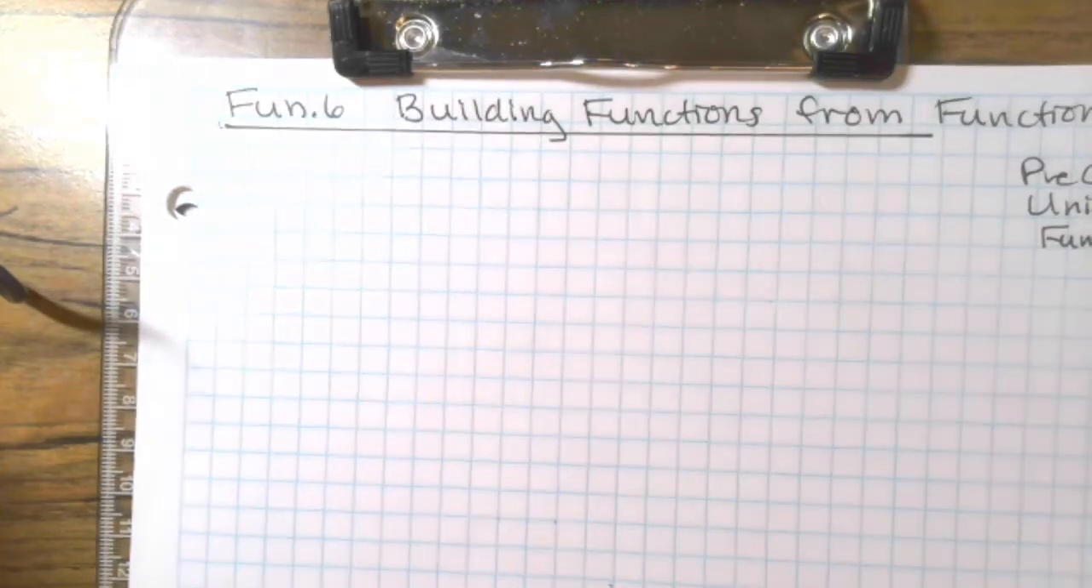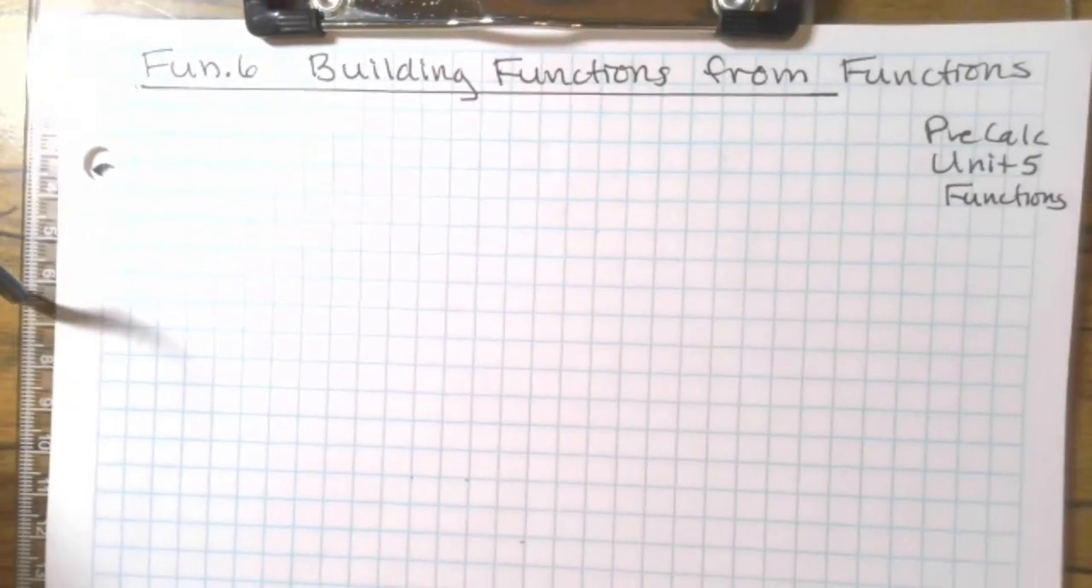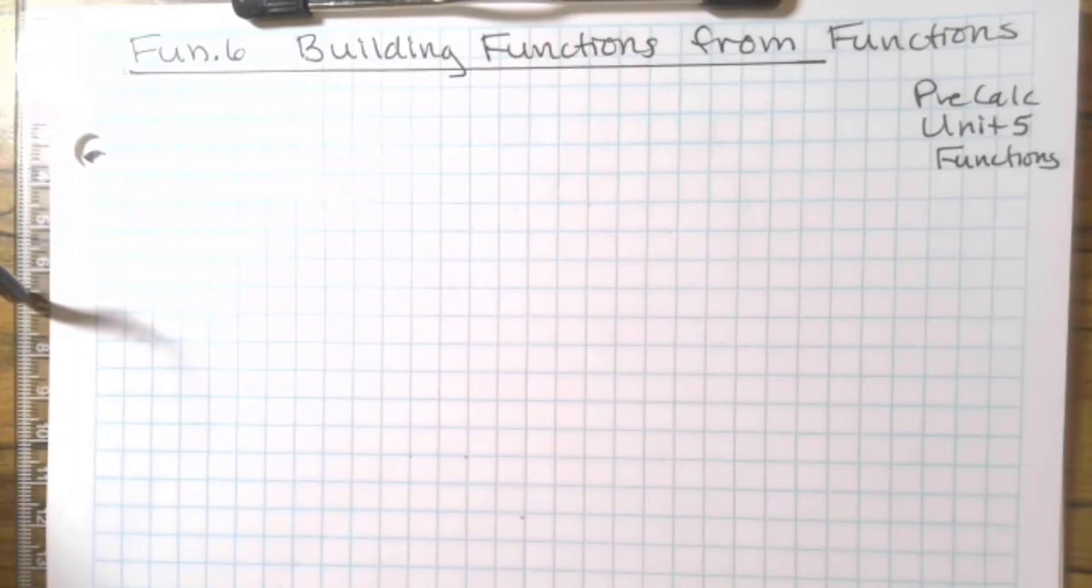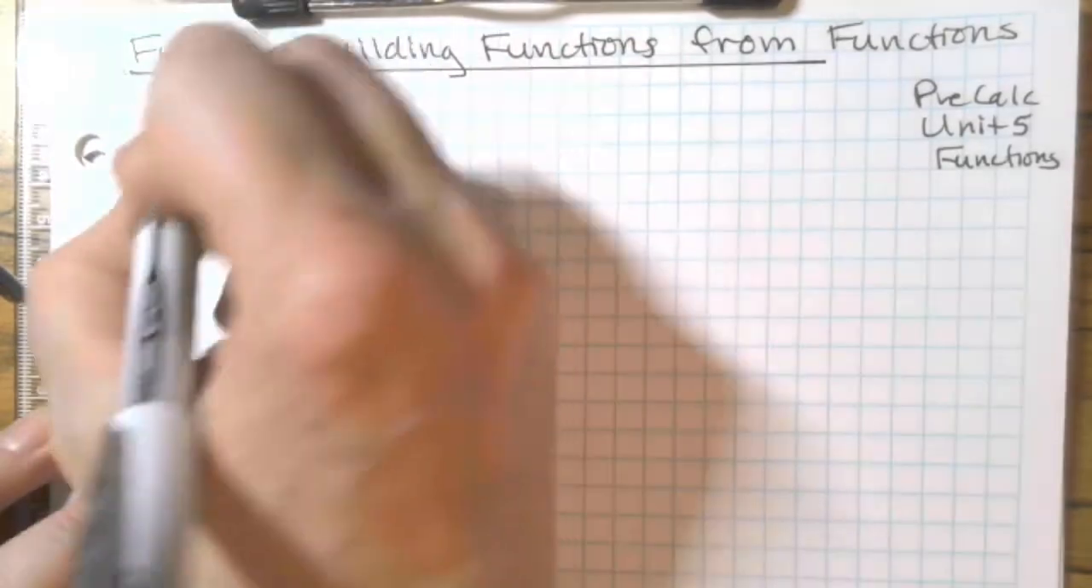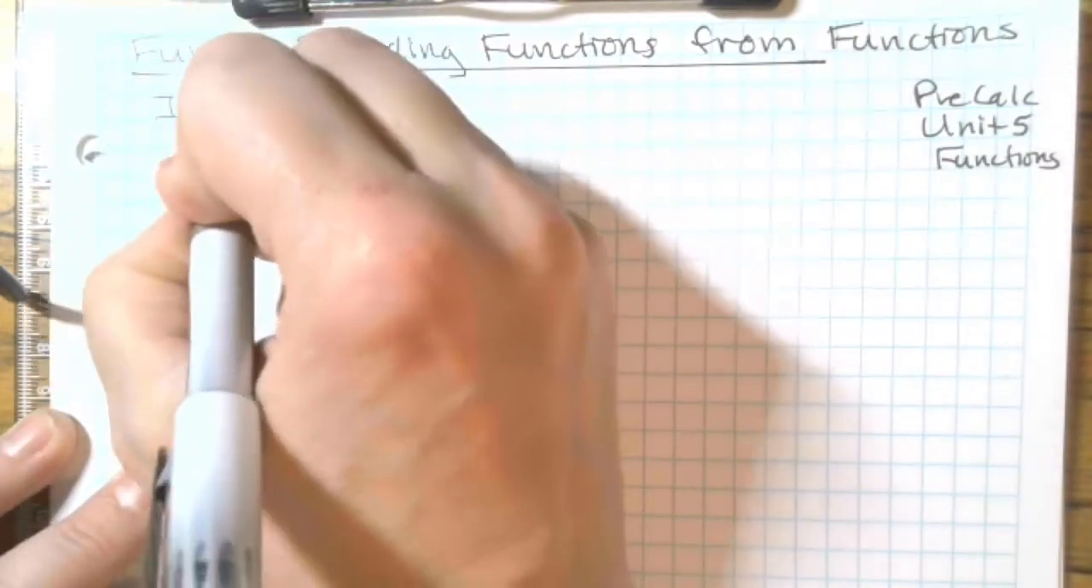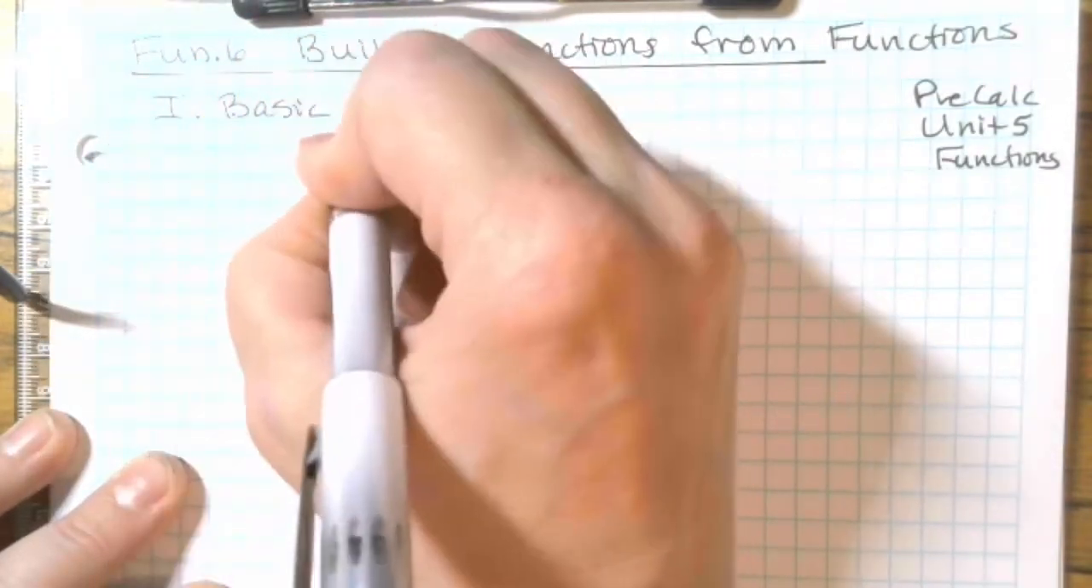Good afternoon. We are going to take notes on building functions from functions. We're also going to take some notes on how you determine the domain from these composites, which is something new for most of you. All right, Roman numeral 1, basic operations.